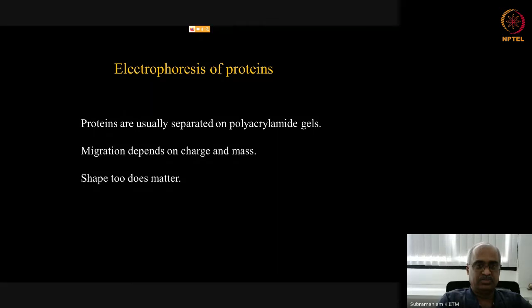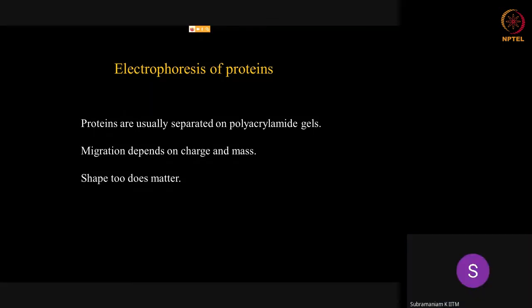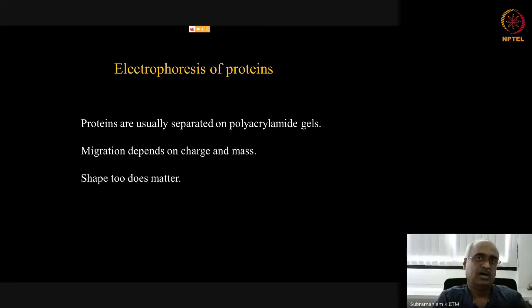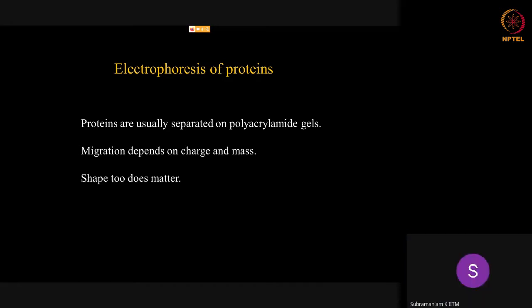So today we are going to look at another method which is primarily an analytical tool. Chromatography is sort of a preparative tool where you purify proteins of certain quantity for further use. Electrophoresis also can be used for preparatory purposes, but that is really very small scale, and its primary goal is analytical purposes. So we learn about how electrophoresis is used for that purpose in proteins.